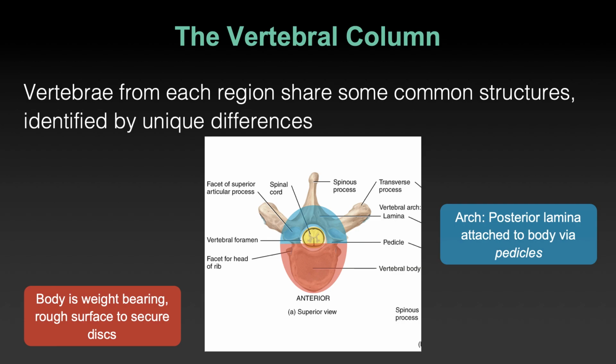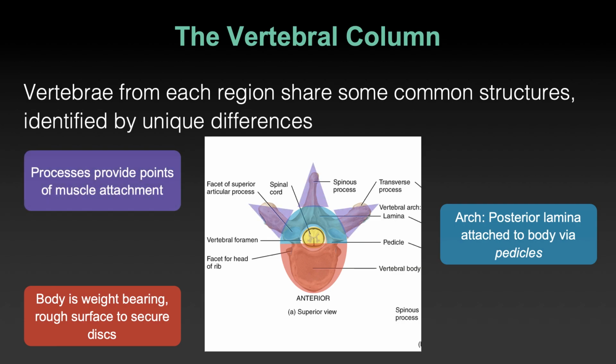Now, the things that aren't highlighted here are processes. Projections on the back of the vertebrae. There are two transverse processes sticking out to the side and one spinous process. The spinous process is what you feel if you try to palpate your vertebral column right now. That's the spinous process, or the spinous processes. You can't feel the transverse processes. They're buried. You can feel the spinous process.